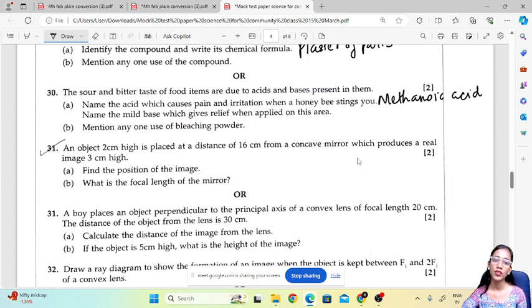Name the mild base which gives relief when applied on this area. Now what is the mild base which can be used? Very common, very famous, it is baking soda, which is available in the kitchens. Okay, mention one use of bleaching powder. Bleaching powder is used in the cotton and linen industry for bleaching clothes. Okay, it is used for bleaching of cotton and linen.